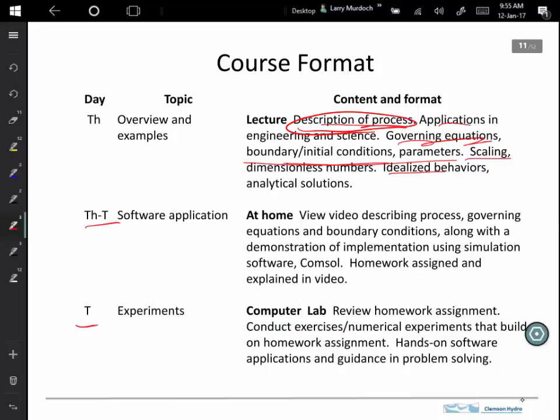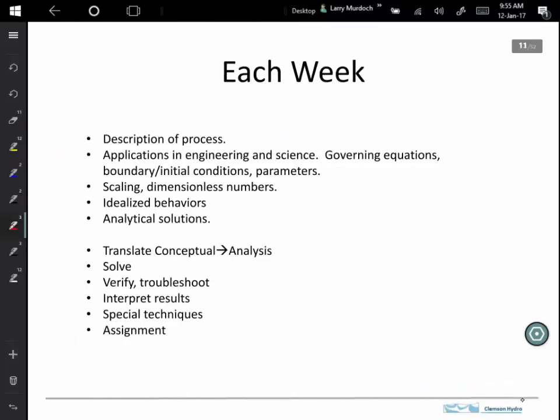I also will have some other things to do in the lab. We can do some numerical experiments, for example. Once you've gone through and done this analysis and see how that works, we can do some variations on the analysis. We can build on that. There'll be some additional hands-on things that I'll show you about using the software and that sort of thing. So that's the basic overview of the course.